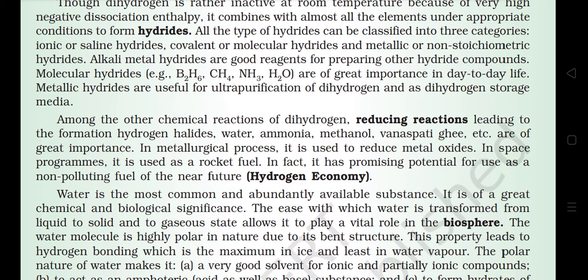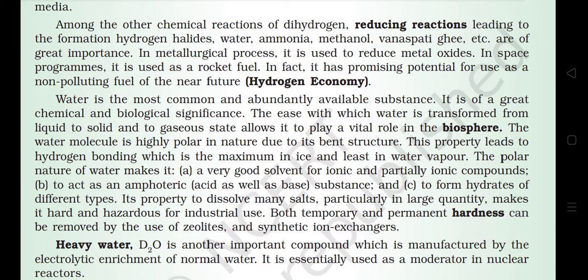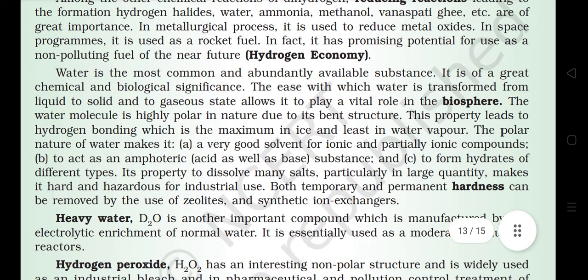Molecular hydrides B2H6, CH4, ammonia, water are of great importance in day-to-day life. Metallic hydrides are useful for ultra-purification of dihydrogen and as dihydrogen storage media. Among the other chemical reactions of dihydrogen, reducing reactions leading to the formation of hydrogen halides, water, ammonia, methanol, vanaspati ghee, etc. are of great importance. In metallurgical process, it is used to reduce metal oxides. In space programs, it is used as a rocket fuel. In fact, it has a promising potential for use as a non-polluting fuel of the near future hydrogen economy.